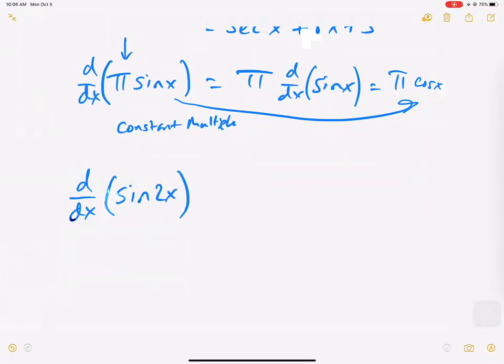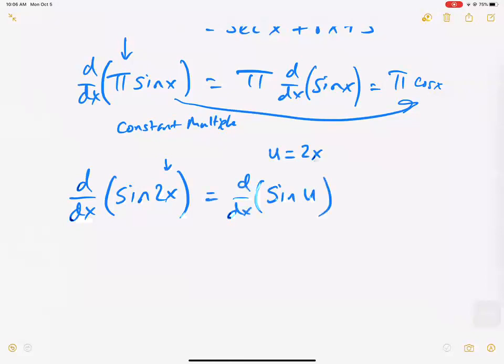That's not my rule. That's not my rule. What the crap? So we have to go through this weird process. And what if I say this? What if I say u is equal to 2x? And I rewrite this as sine of u.